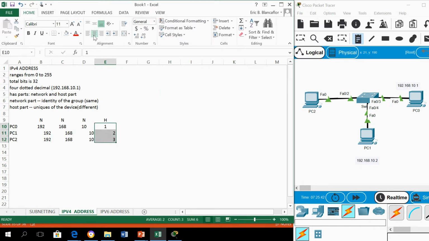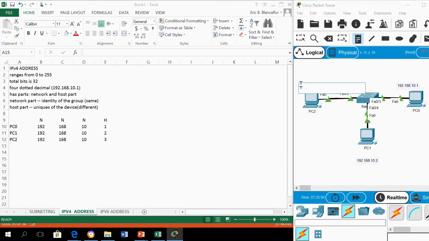If you do not observe this rule, it will not connect. You will not have any connectivity. That's why we are discussing this, and it is very important to observe this rule.